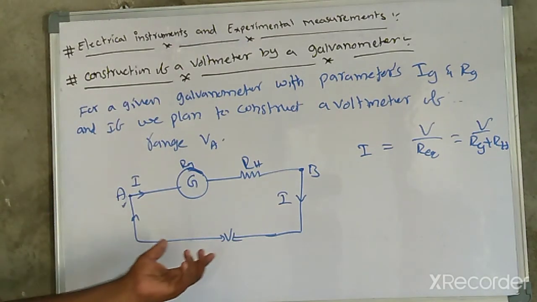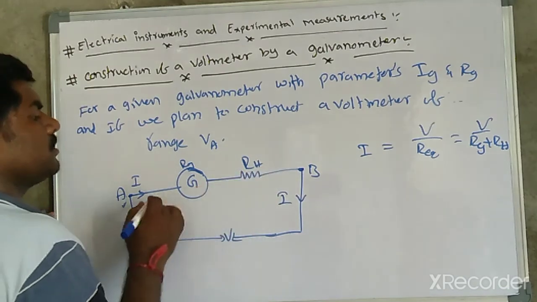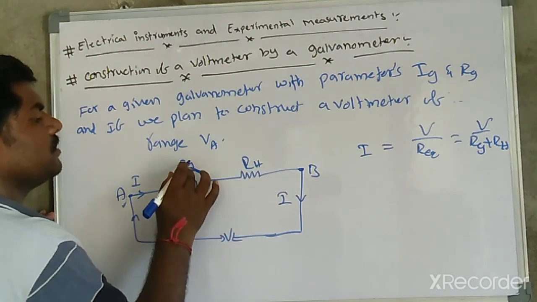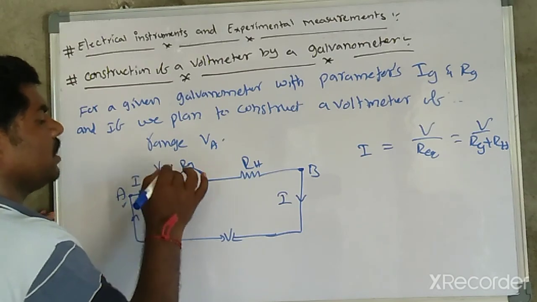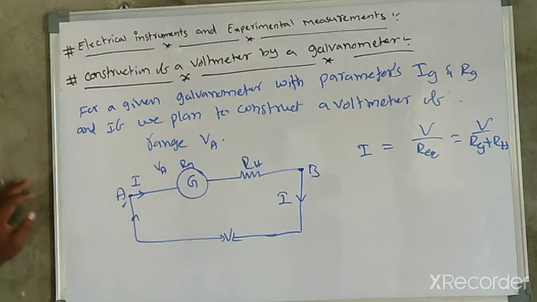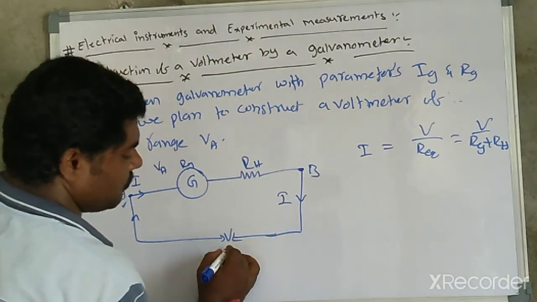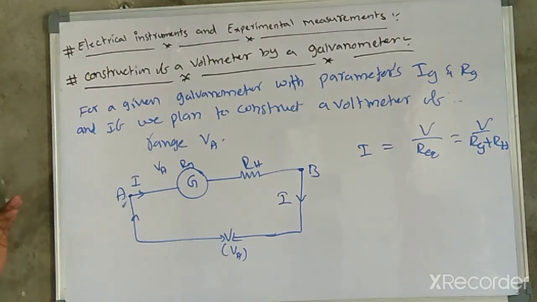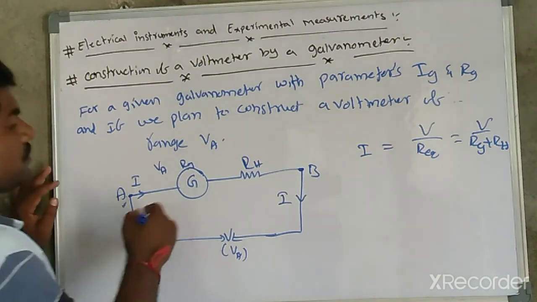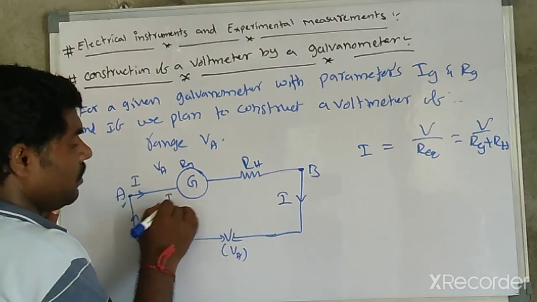So whenever this is changed, there is some deflection. For this deflection, potential VA, I would like to consider VA. The potential across this one and across this one is the same. Whenever it is VA, the current passing through gives some deflection reading, and that current is Ig.